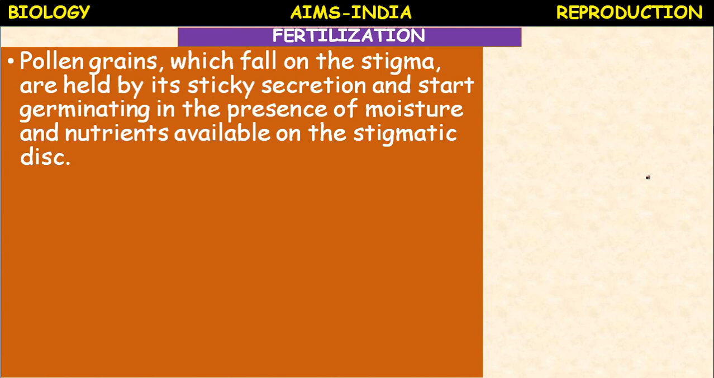So after pollination, fertilization takes place. Post pollination events we can also call fertilization. The pollen grains which fall on the stigma are held by its sticky secretion and start germinating in the presence of moisture and the nutrients available on the stigmatic disc.